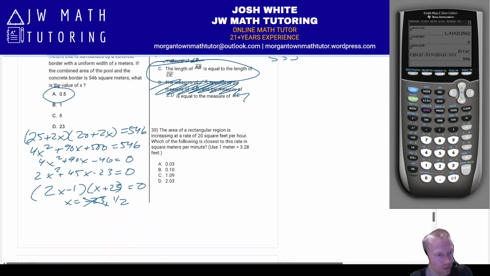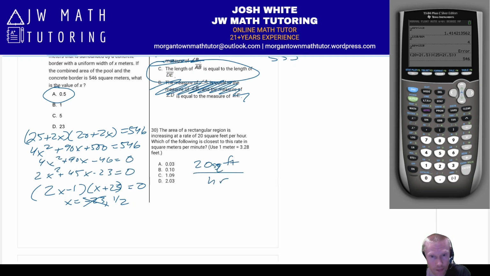Moving on to question number 30, right below it here. This is just basically a unit conversion problem. You can do this using dimensional analysis. We've got 20 square feet per hour, and we want to convert that just to square meters per minute. So first I'm going to do the 1 hour is 60 minutes conversion.